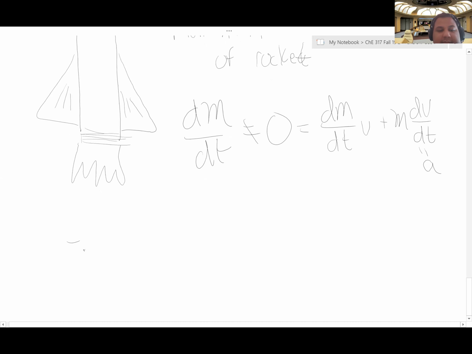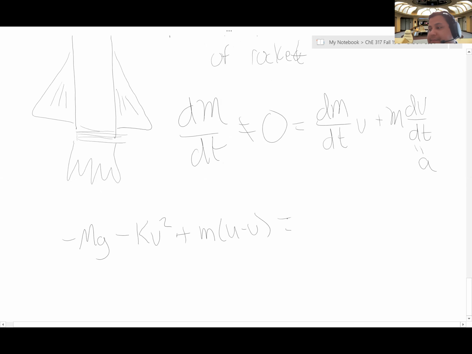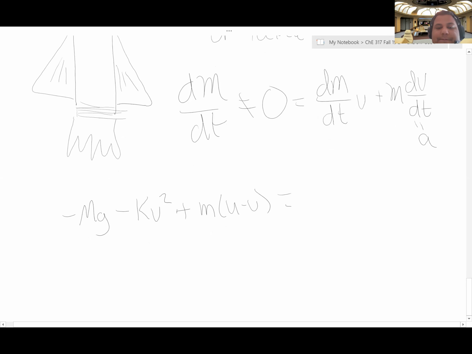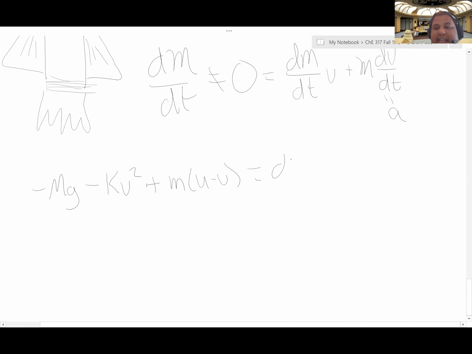We have gravity, which is the mass of the rocket times gravity. We have a drag force, which is resisting it. And we have the force as a function of the propellant ejection, which is u minus v, if it's leaving at a velocity u with respect to the rocket, which is at velocity v. And this equals our change in momentum terms. Here, I'll just write A, it's a lot easier.